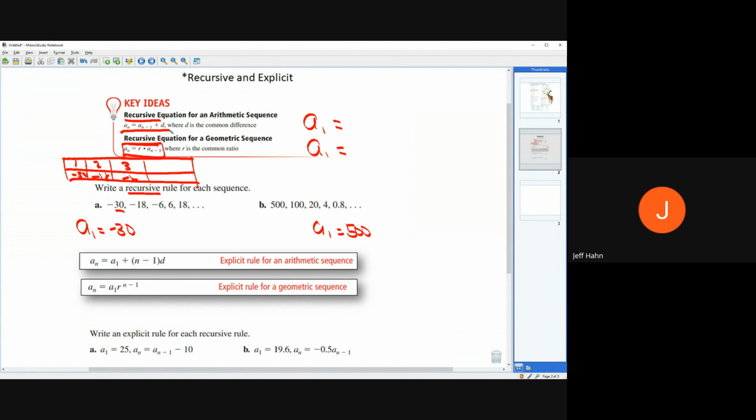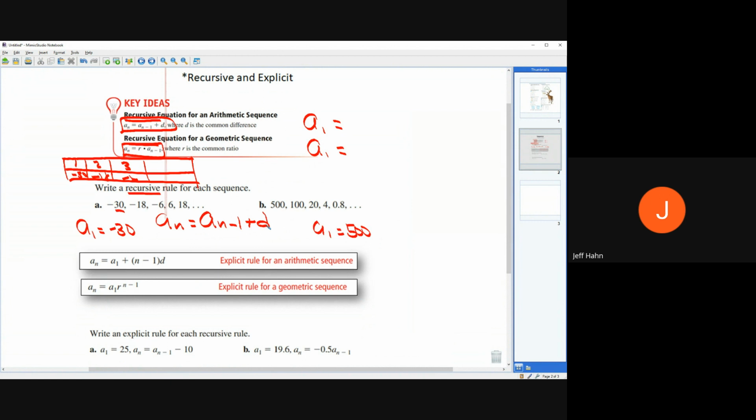So you are going to write this equation down there, which is a sub n equals a sub n minus 1 plus d. To write that equation, ladies and gentlemen, the only thing you need to know is what is the plus d.